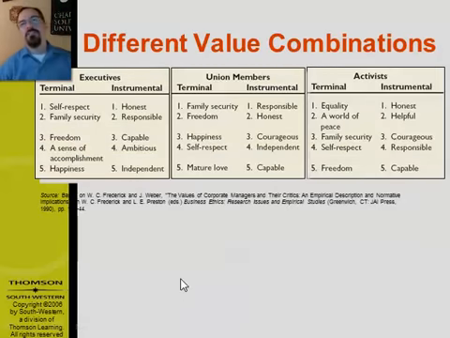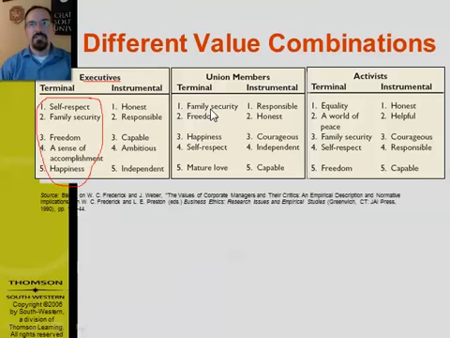Now, this is really interesting. There are different value combinations, and this is imported from a different textbook, not mine even. So executives tend to have, as a group, these values as their primary terminal values: self-respect, family security, freedom, a sense of accomplishment, and happiness.